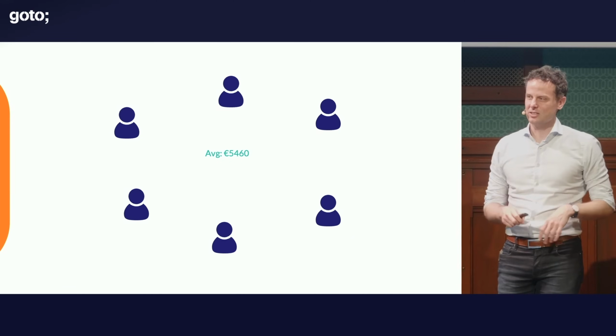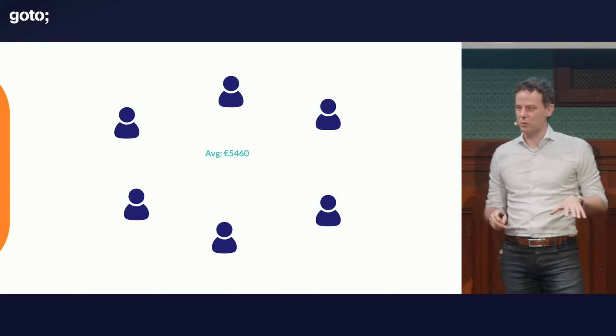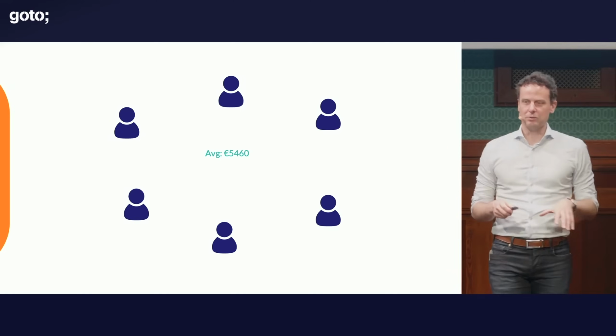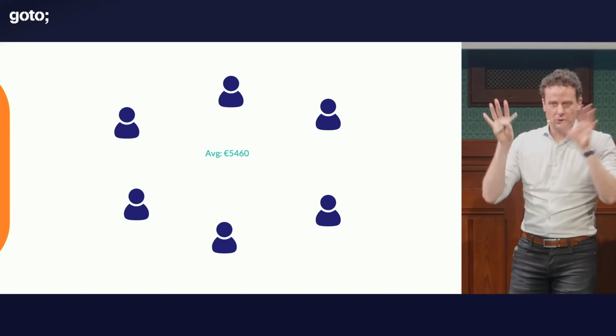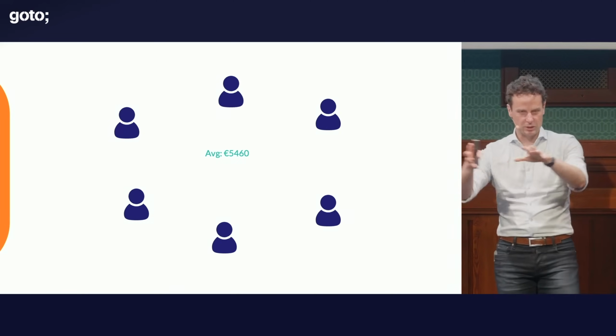And particularly in the Netherlands, that's a touchy thing. So we use MPC for that. So we use this fancy cryptography. Actually, you can do it also by paper, but you use fancy cryptography to compute the average salary of six people here.